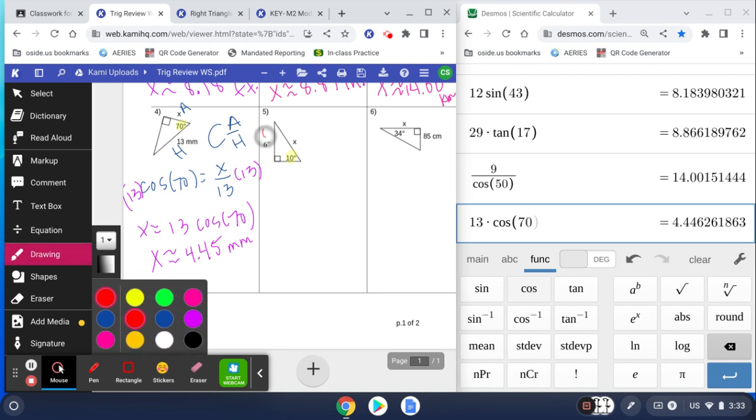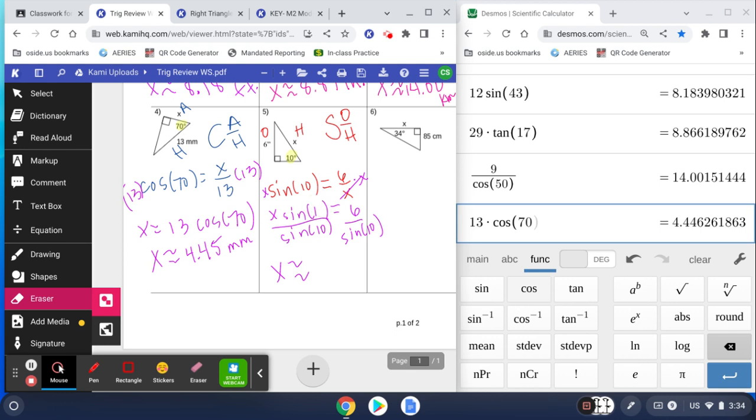This time number 5 gave you an opposite and a hypotenuse. Which trig function uses O and H? You got it, it's the sine function. Sine of 10 degrees is equal to opposite over hypotenuse. Uh-oh, that x is on the bottom again. It means we're going to multiply to bring up the x. But there's one additional step: you have to divide by the sine. What you're actually going to plug into your calculator right now is 6 divided by the sine of 10 degrees.